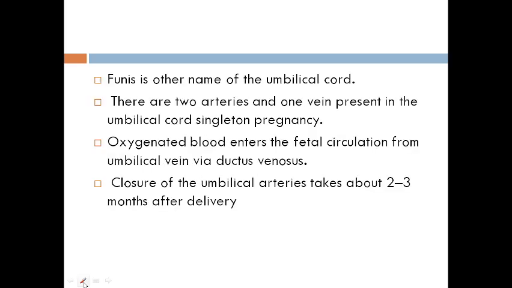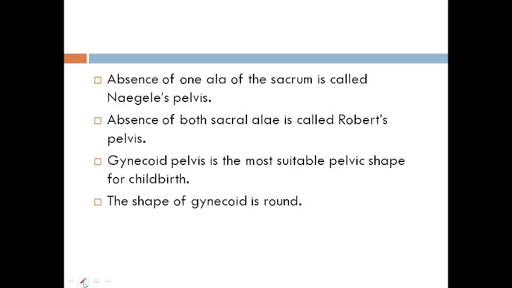Funis is the other name of the umbilical cord. There are two umbilical arteries and one umbilical vein present in pregnancy. The oxygenated blood enters the fetal circulation from the umbilical vein via the ductus venosus. The closure of the umbilical arteries takes about 2 to 3 months after delivery.